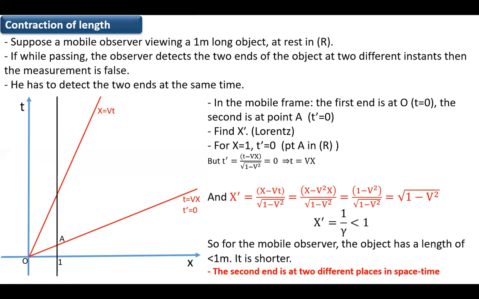It is shorter. So due to the motion at a speed v, you have a contraction of the length according to this new transformation of Lorentz. The mobile observer sees an object which has a length that is less than 1. So you have a contraction of the length.